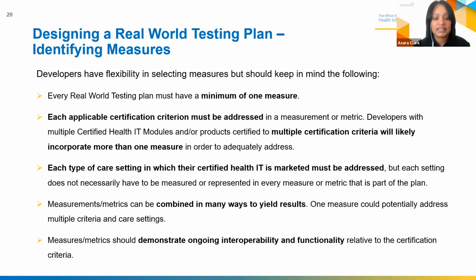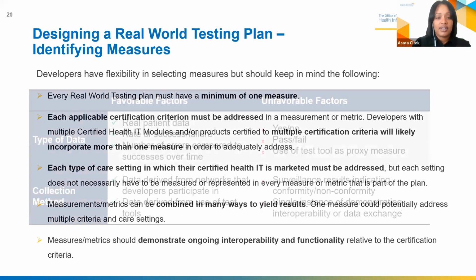All right. Measurements and metrics can be combined in many ways to yield results. So again, one measure could potentially address multiple criteria in care settings. And then the measures and metrics should demonstrate ongoing interoperability and functionality relative to the certification criteria, okay? So these are just considerations as you're identifying your measures. These are no new requirements, guys. This is all outlined in the Cures Act final rule, just pulling it out for you to have it all in one place.